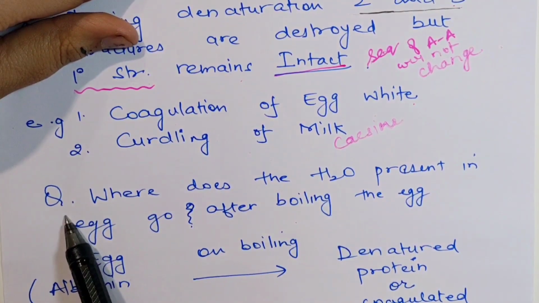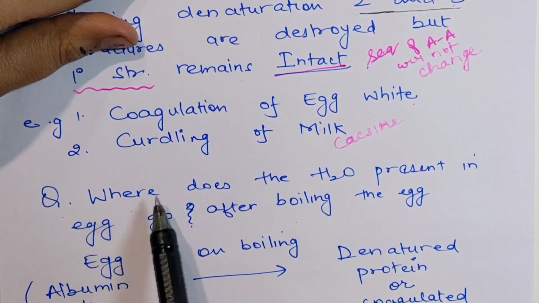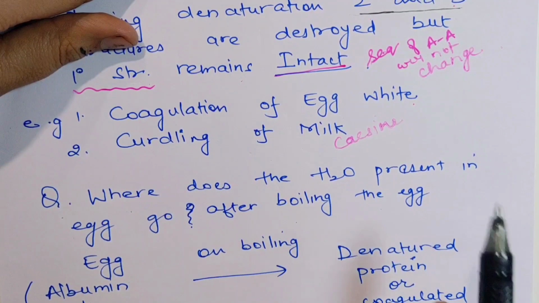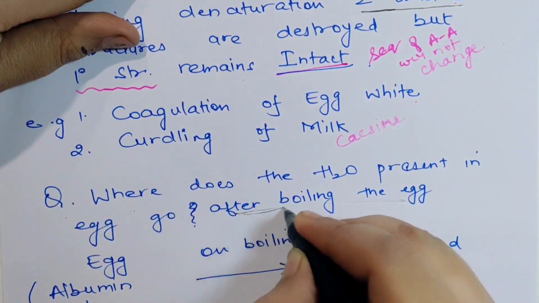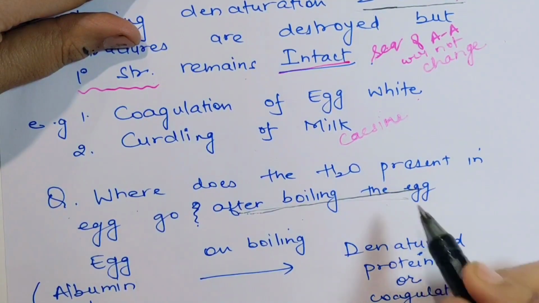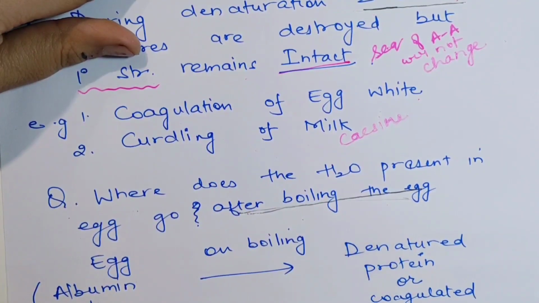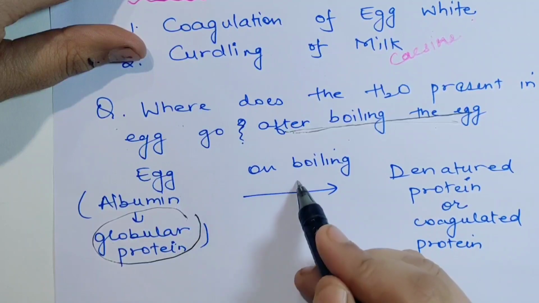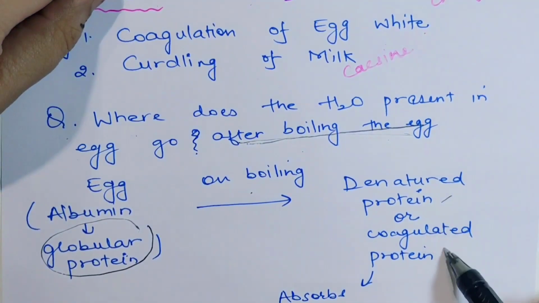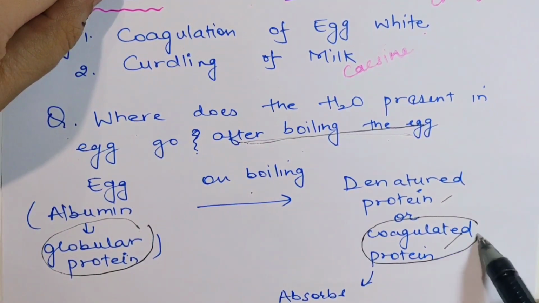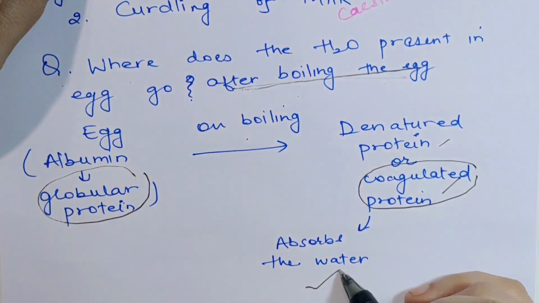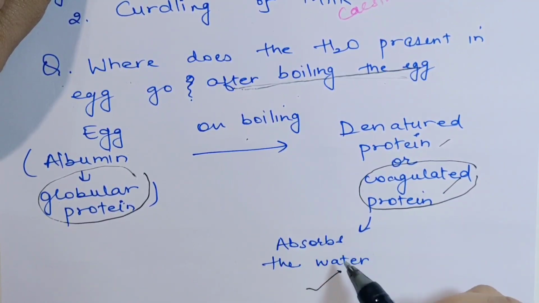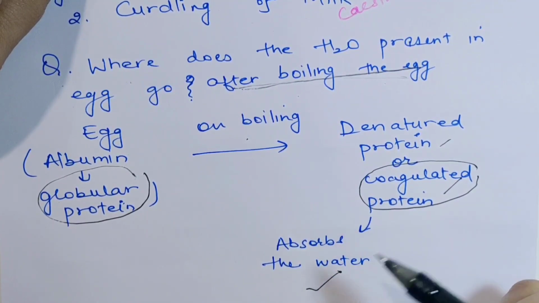This is a question from your in-text questions. Where does the water present in an egg go after boiling the egg? When we are boiling the egg, we are denaturing the protein present in egg. Which protein? Albumin. Albumin we know is a globular protein. Upon boiling, it gets denatured or coagulated. Now this coagulated protein absorbs all the water present in the egg. This is where the water goes.